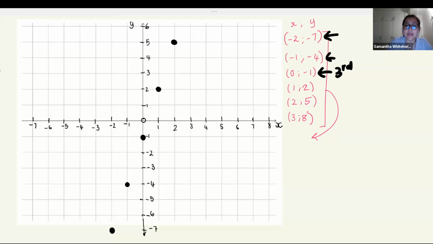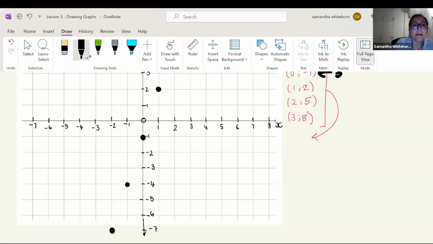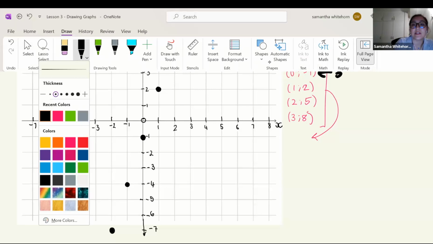But before we do that, let us actually complete our graph by drawing in a line. Now, what we need to remember, guys, is that any function that we draw will always have the points joined. Sometimes it's with a straight line, sometimes it's with a curve. It really just depends on the function. I have put in a couple of curves just so that you can see what it would look like, but we always want to join our points to represent that relationship.